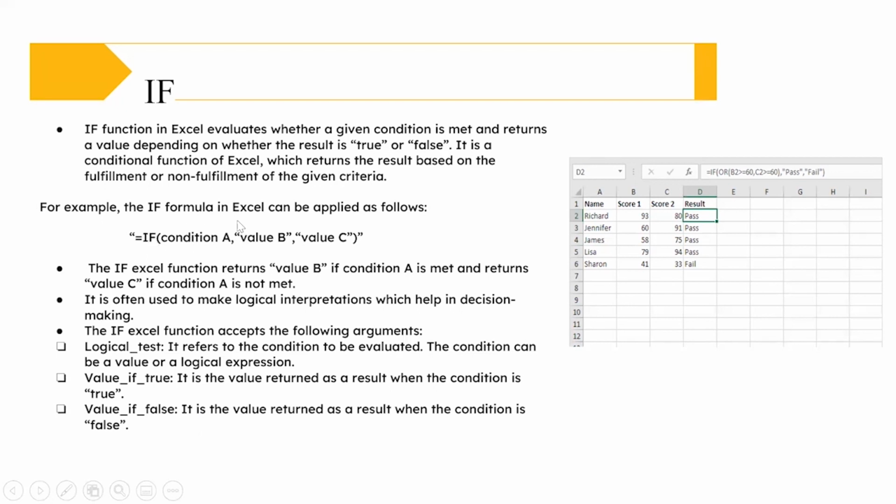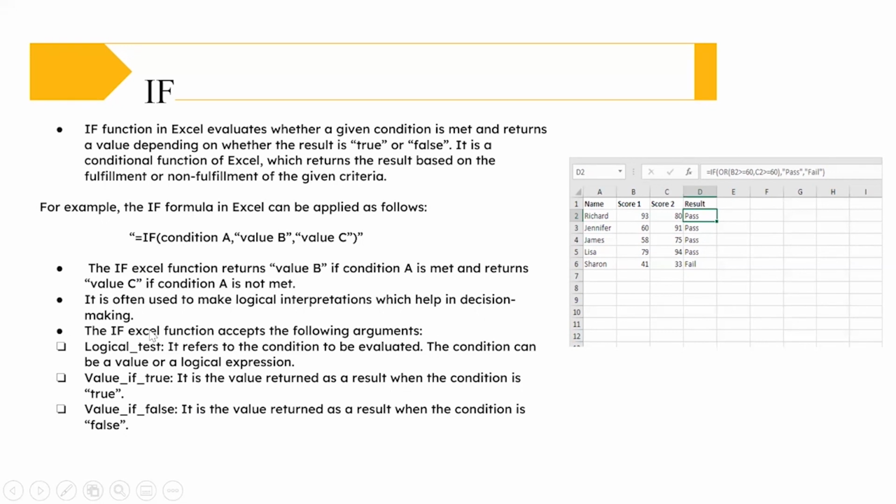So for example, the IF formula in Excel can be applied as follows. IF, then first we check the condition. If this condition is true, then value B is executed. If this condition is false, then C is executed. So the IF Excel condition returns value B if condition A is met, and returns value C if condition A is not met. It is often used to make logical interpretations which help in decision making.